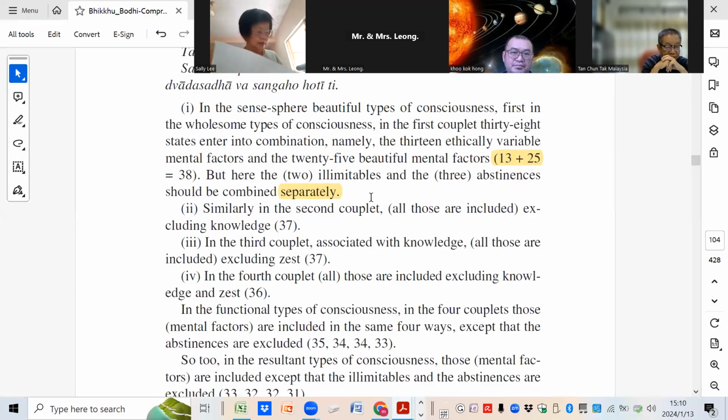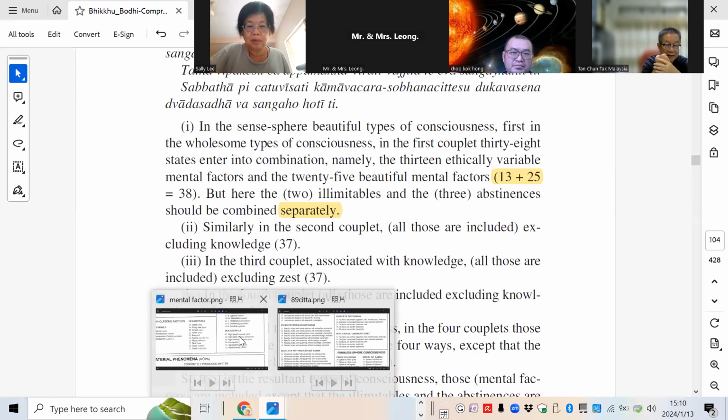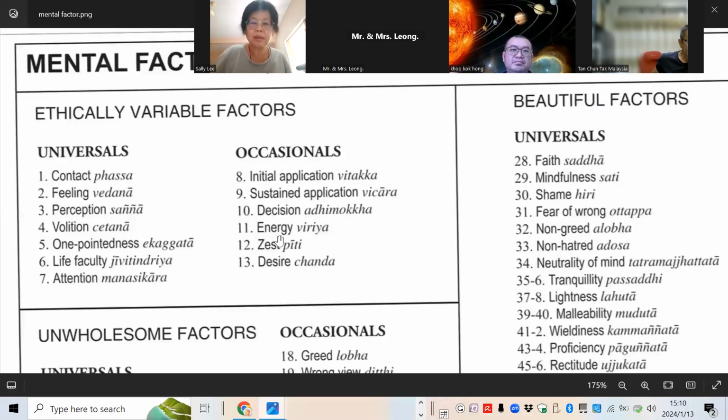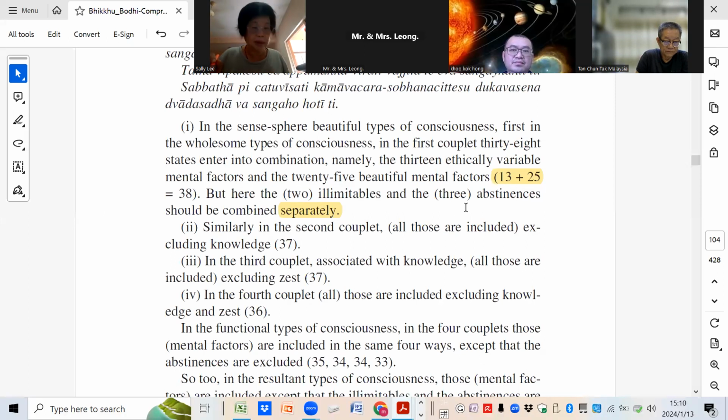Okay, class, we try to get the 13 in the first place. How do we get the 38? So we try to find out the 13 ethical variable. Here is the 13 ethical variable. You have to take a look at this diagram. See or not, 13? So we get the 13 already. And here they say we should add with 25. What is the 25? It's the beautiful mental factor.